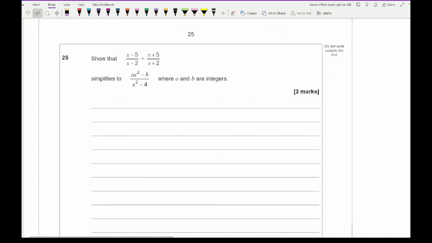So then moving on to question 25, it says show that x minus 5 over x minus 2 plus x plus 5 over x plus 2 simplifies to be something x squared minus b over x squared minus 4, where a and b are integers. So for this, what we need to do is to combine the two fractions using the method of algebraic fractions. So what we need to do is find our common denominator. Now with this, our common denominator is going to be x minus 2, x plus 2. So if I just write that here, I've got x minus 2, x plus 2.